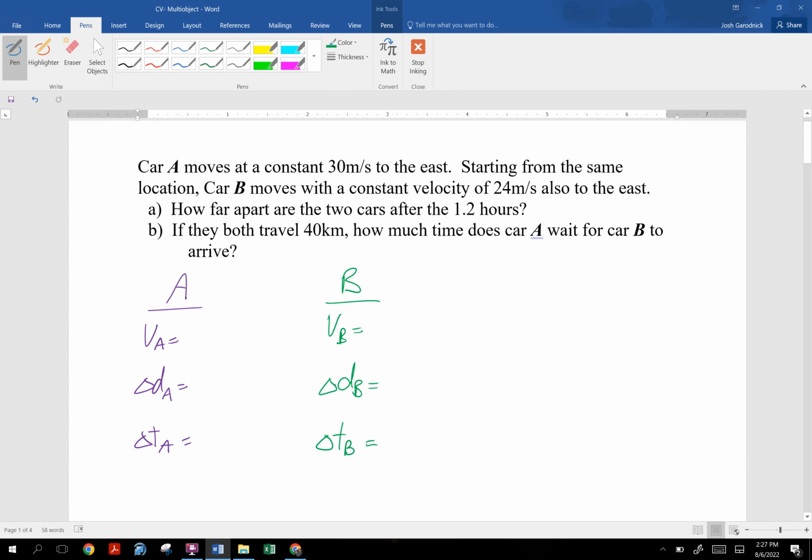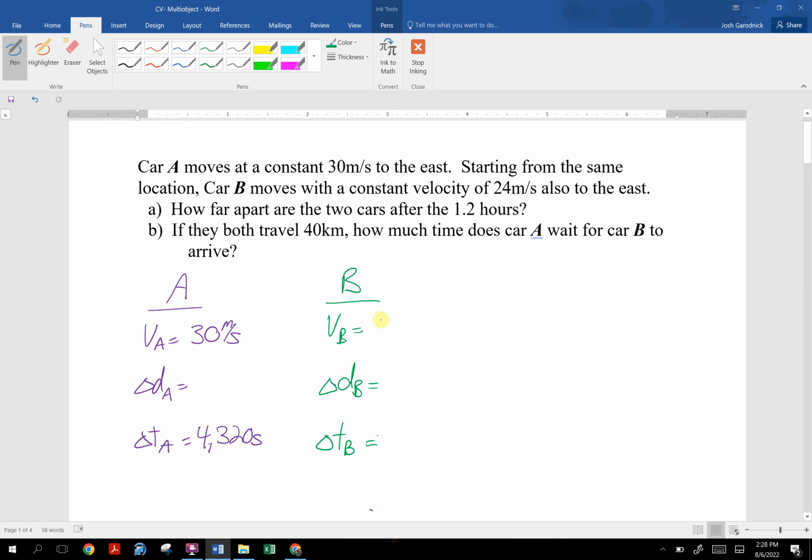And now let's fill in what we know. Because I have two objects, I'll go down the list. Do I know the velocity? Yeah, it's 30 meters per second. Do I know how far it travels? No, I do not. Do I know how long it travels for? Yep, 1.2 hours. You're going to have to convert that to seconds by either multiplying by 3,600 seconds per hour or 60 minutes, 60 seconds. But either way, the time will be 4,320 seconds.